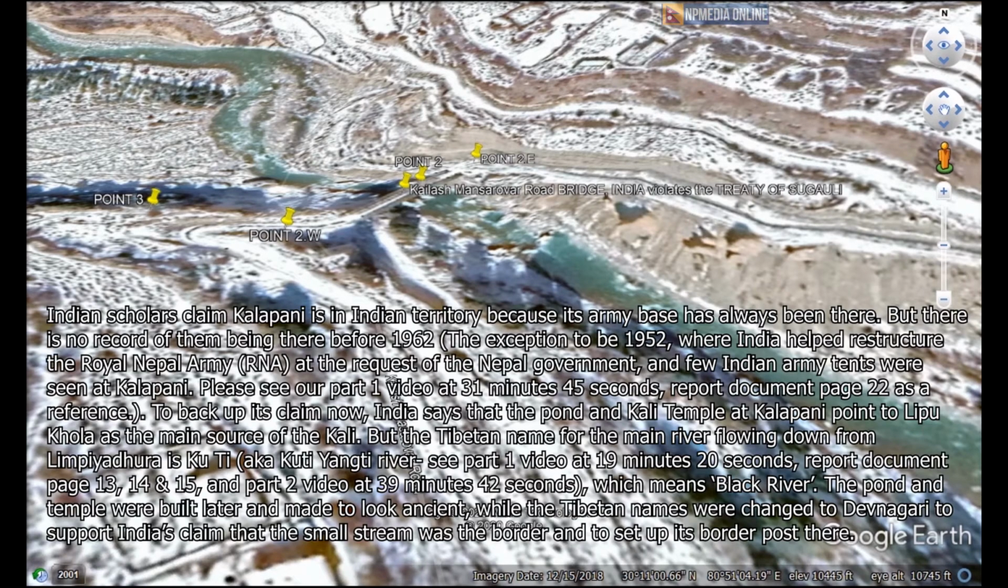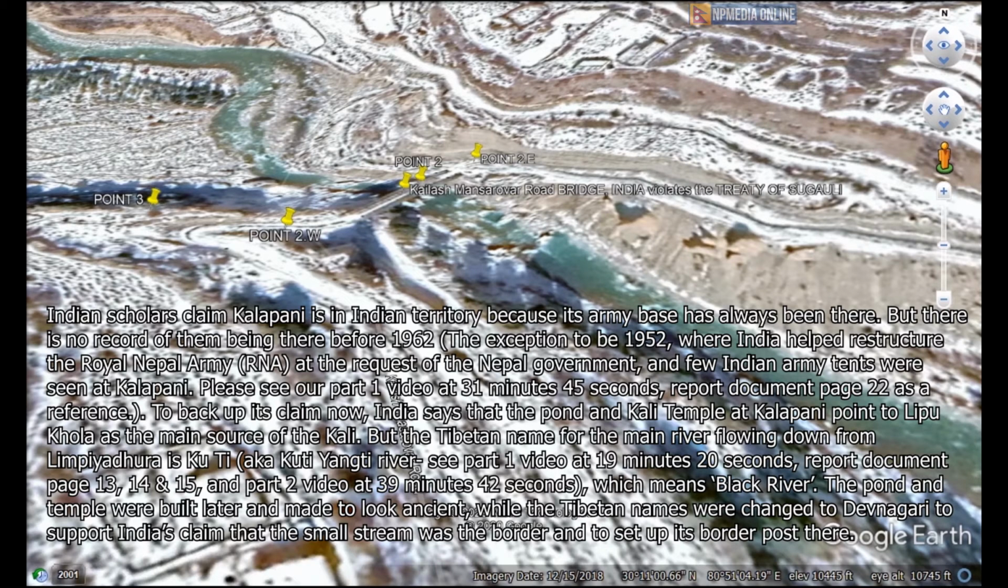Indian scholars claim Kalapani is in Indian territory because its army base has always been there. But there is no record of them being there before 1962, the exception being 1952, where India helped restructure the Royal Nepal Army, RNA, at the request of the Nepal government, and a few Indian army tents were seen at Kalapani. Please see our part 1 video at 31 minutes 45 seconds, report document page 22 as a reference.